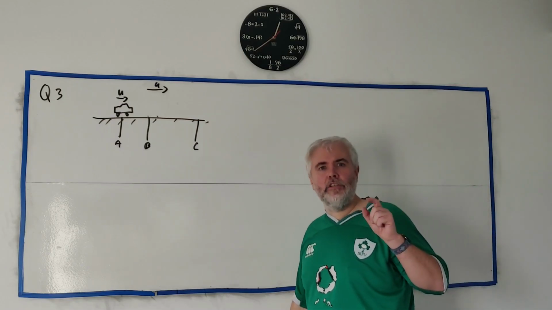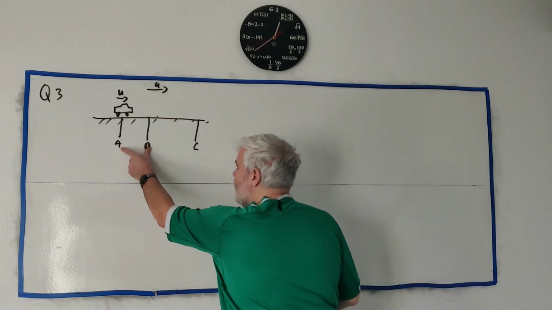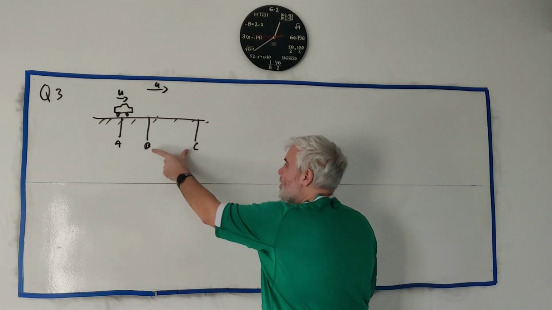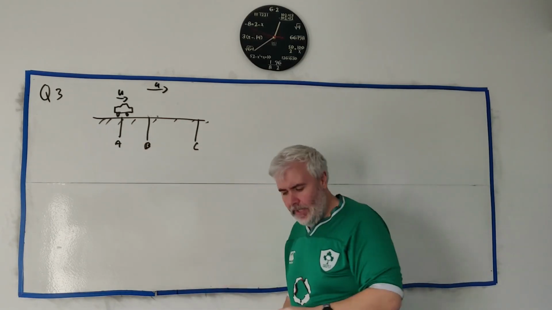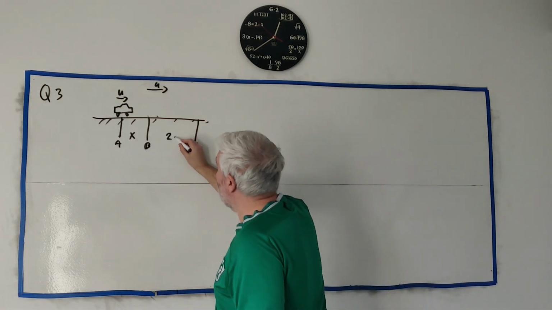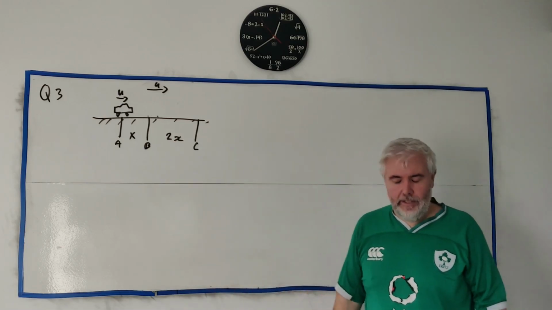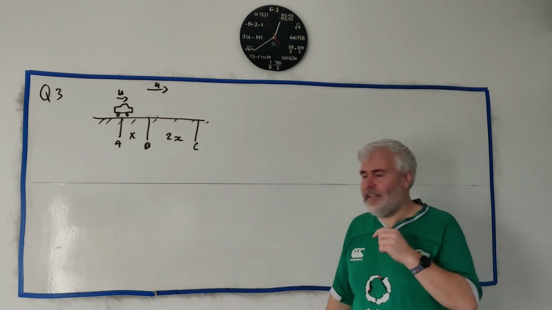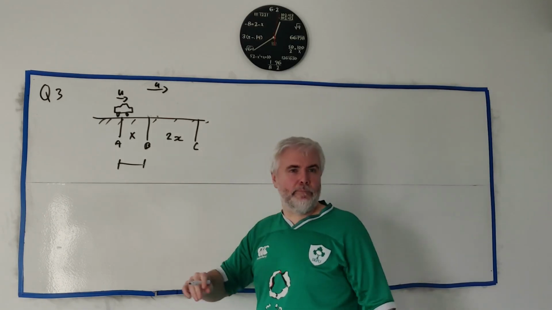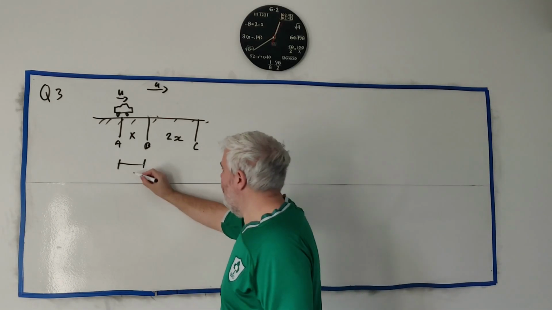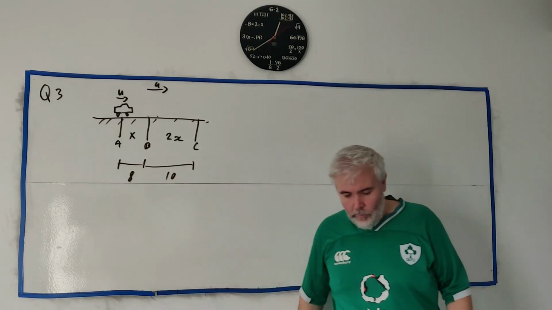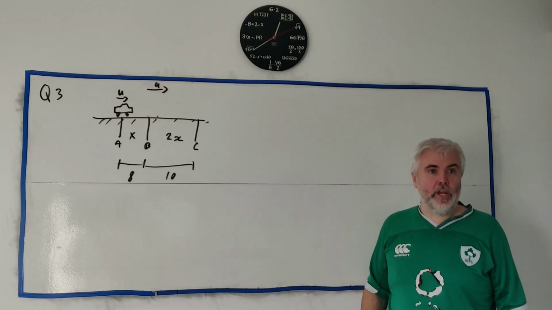Next they tell us the distance between B and C is twice the distance between A and B. You don't have to do this, but I find it helps to put in an x and a 2x, so you get the distances there. Next they tell you how long it takes to go from A to B, that's 8 seconds, and it takes 10 seconds to go between B and C. That's all the information you get.